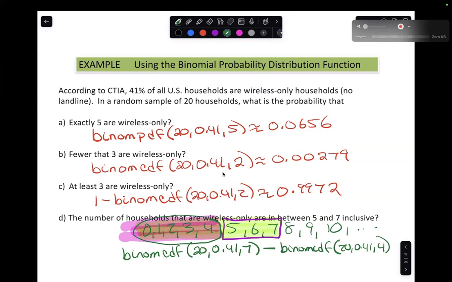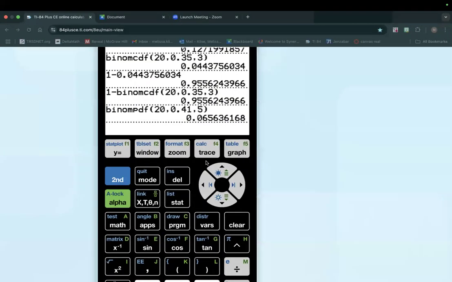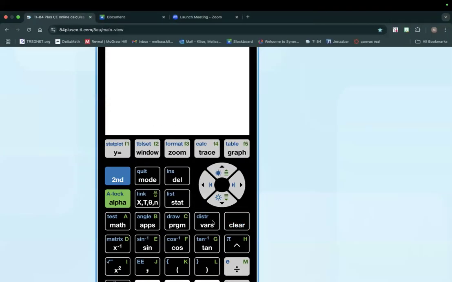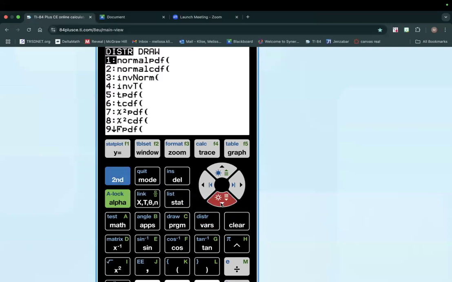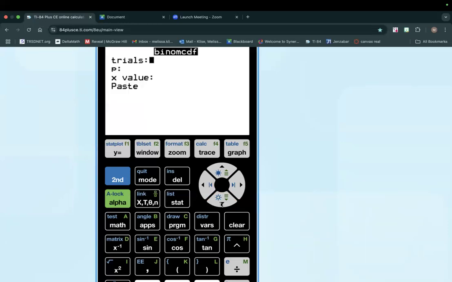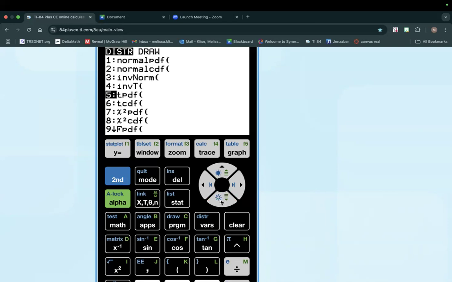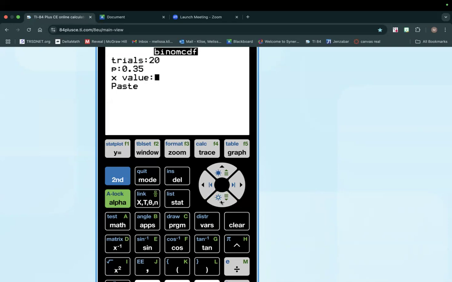So I'm going to put that in my calculator so you can see what that looks like. Clear all this up first. Okay. I'm going to take binomCDF. There's 20 trials still, 0.35. We're going with 7, minus, 20, and then we're doing 4. So I could subtract that off, and then just hit enter, and that gives me my answer.